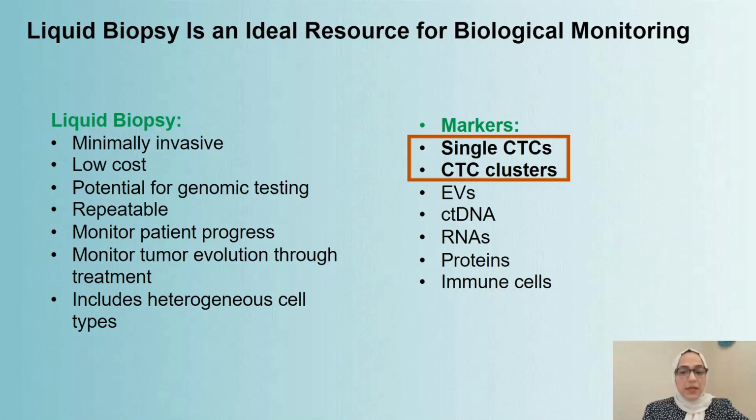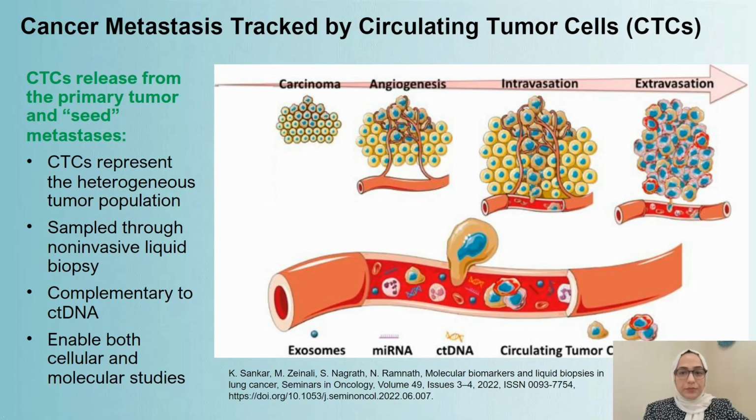Blood contains many different biomarkers in the plasma and cellular fractions, including CTCs, extracellular vesicles or EVs, protein and circulating tumor DNA or ctDNA, and other markers. It's worth considering each of these biomarkers separately as they provide different and potentially complementary information. However, in this talk, we will focus on single CTCs and CTC clusters.